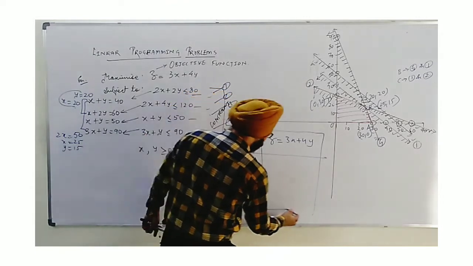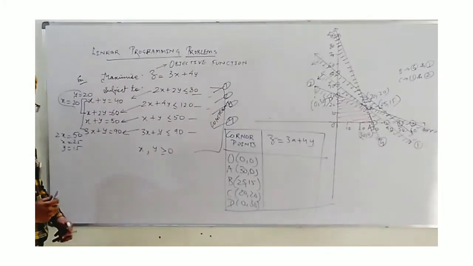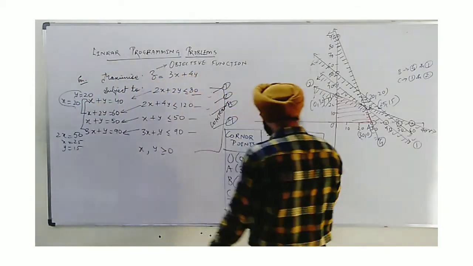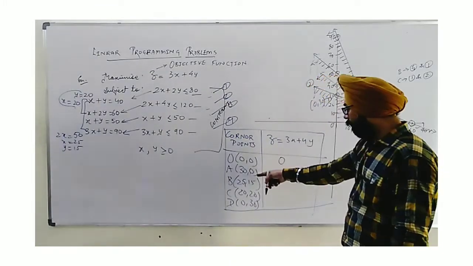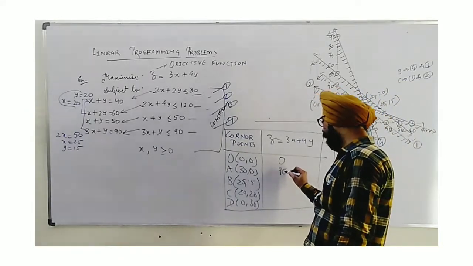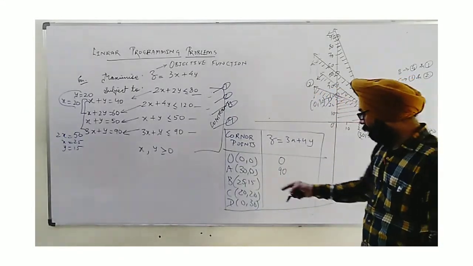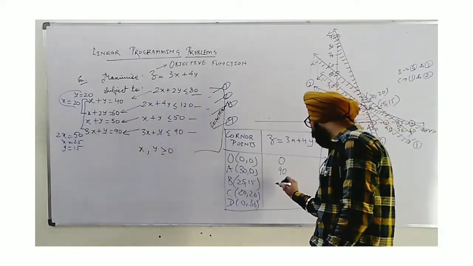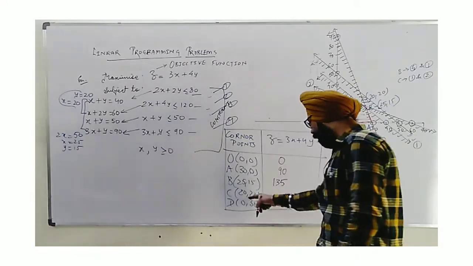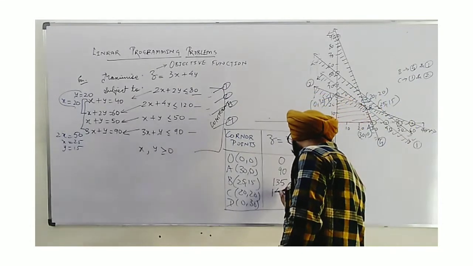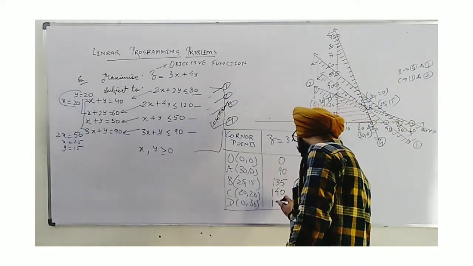Now substituting the values of x and y obtained from these points, we check for which value z is maximum. So 0, 0 if I take, obviously z is 0. 30, 0 if I take, 3 times 30 is 90 and z value will be only 90. This term will be 0. Now for the rest, 25 3s are 75, 15 4s are 60. 60 and 75 is 135. And for 20, 20, 3 20s are 60, 4 20s are 80, it is 140. And 0, 30, we get 4 times 30 is 120.